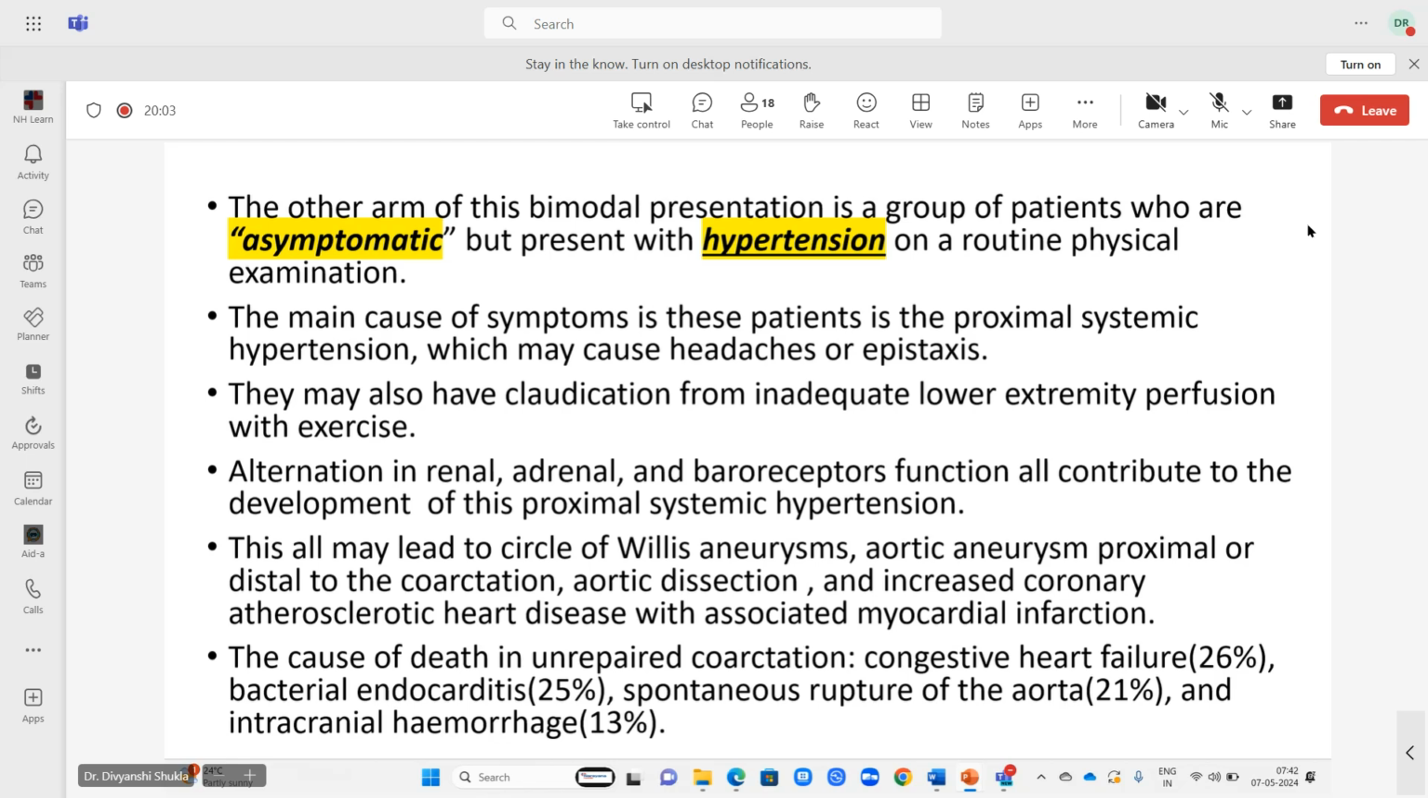This also may lead to circle of Willis aneurysm, aortic aneurysm proximal or distal to the coarctation, aortic dissection, and increased coronary atherosclerotic heart disease with associated myocardial infarction. The cause of death in unrepaired coarctation will be congestive heart failure, bacterial endocarditis, or a spontaneous rupture of the aorta and intracranial hemorrhage.